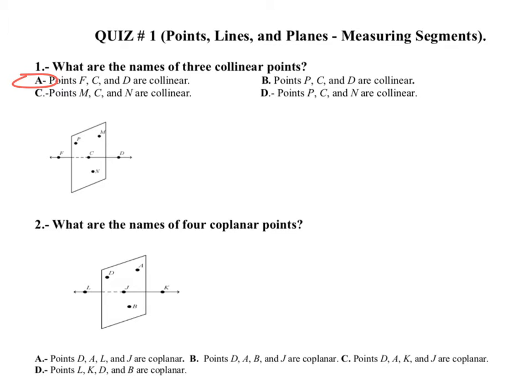Okay. What are the names of four coplanar points? Here we can see that the four that are on this plane that we can see are D, A, J, and B. D, A, J, and B. So that is B. Got it?